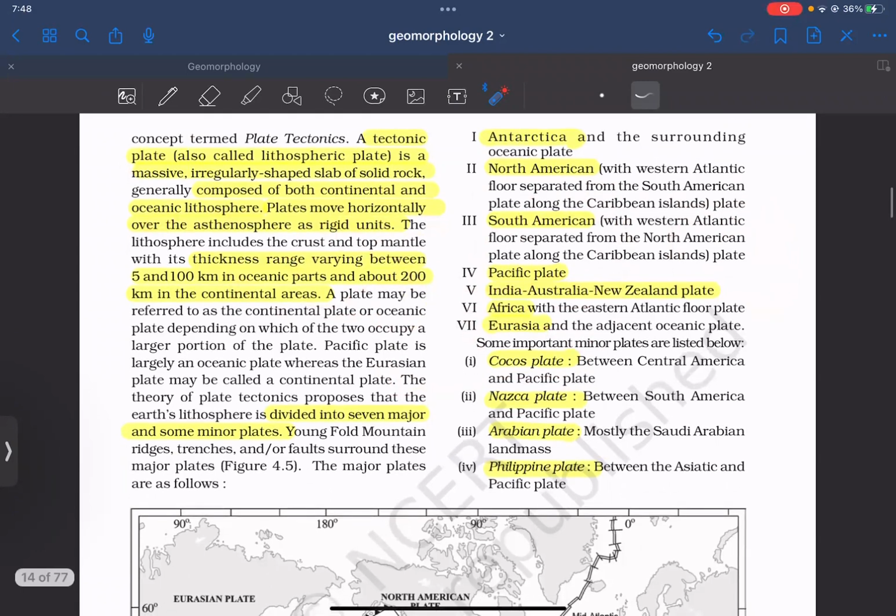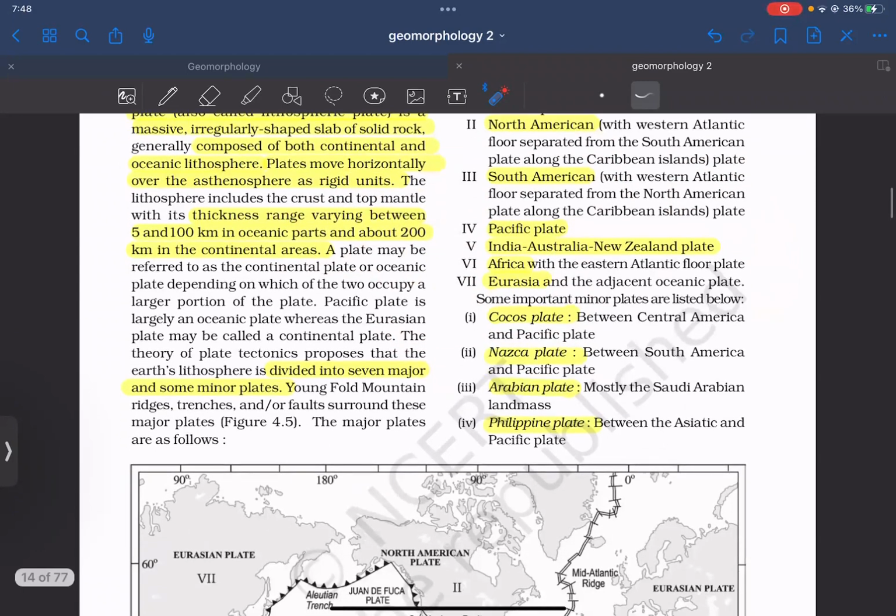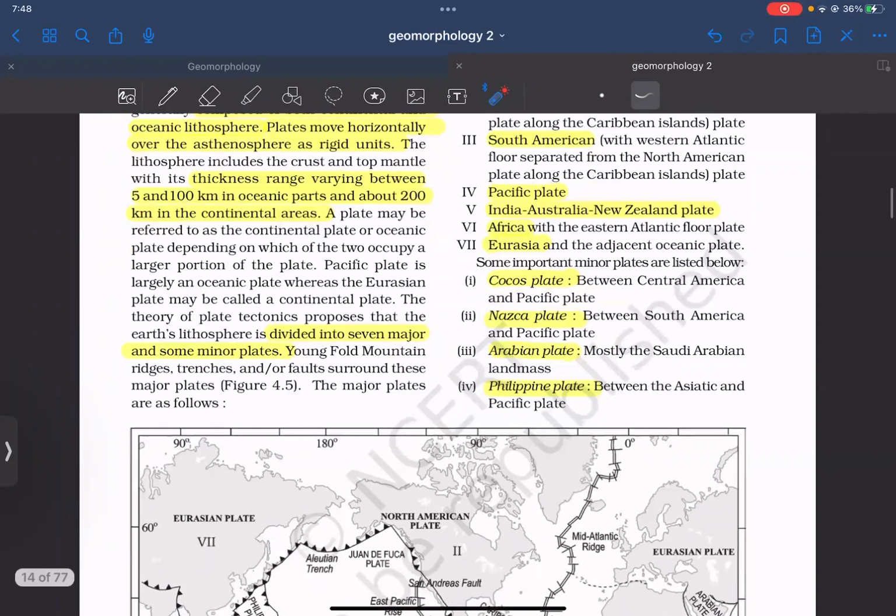So the thickness of plates may vary. Along the oceanic parts, we have a thickness of plates of 5 to 100 kilometers. Along the continents, we have 200 kilometers. Now we have 7 major plates, which you need to remember.